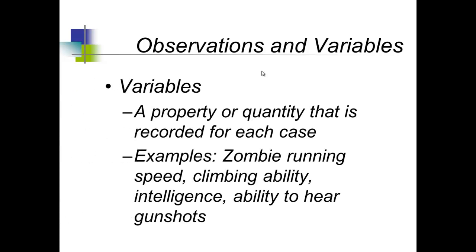All right, so this gets us to observations and variables. Now, variables are going to be any property or quantity that is recorded for each case. In our particular example, we think about variables being in a spreadsheet, for example. The variables are the columns basically. We want to record this quality for every single case, and that might be running speed, climbing ability, intelligence. If you're talking about survivors, you might include marital status or previous occupation, something that you would expect all the observations to have a measure for.